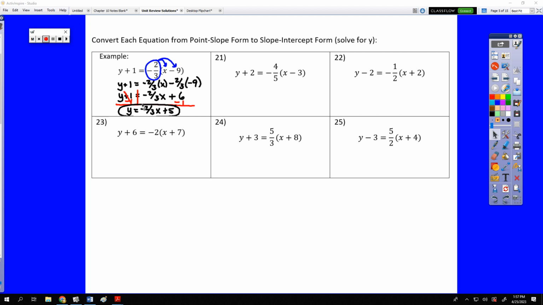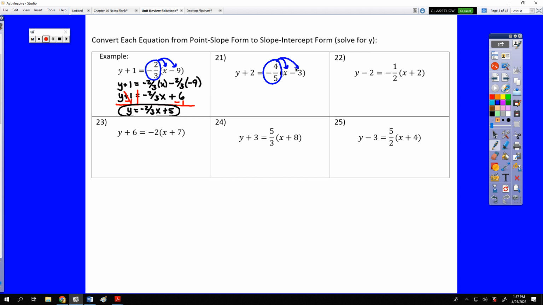Alright, welcome to the next video for the series on how to do your unit review. This is going to discuss how to convert from point slope form to slope-intercept form. Again, all we're doing here is solving for y. So we need to take our slope and distribute it through the parentheses.